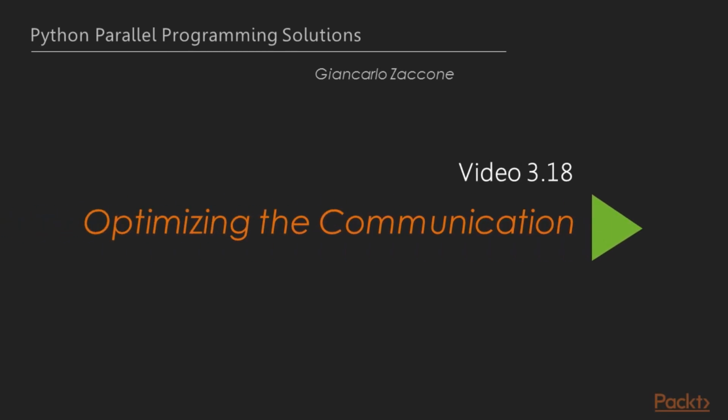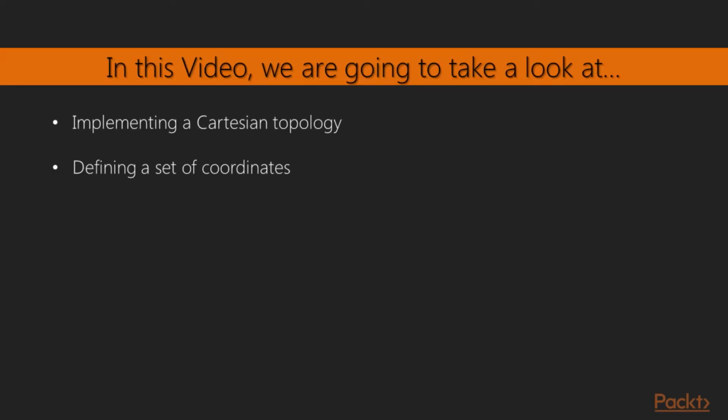In the previous video, we saw the process of the reduction operation. In our last video, optimizing communication, we'll see how to implement a Cartesian topology. We'll then define a set of coordinates.